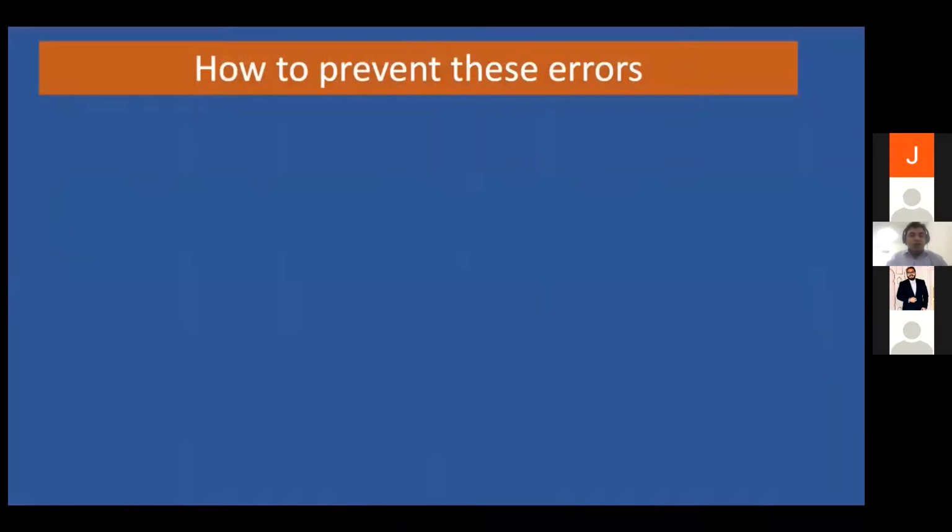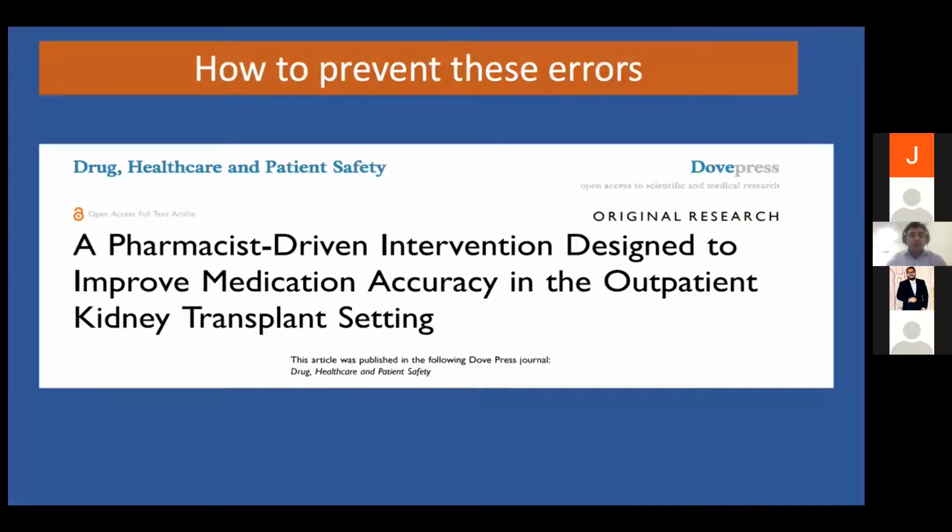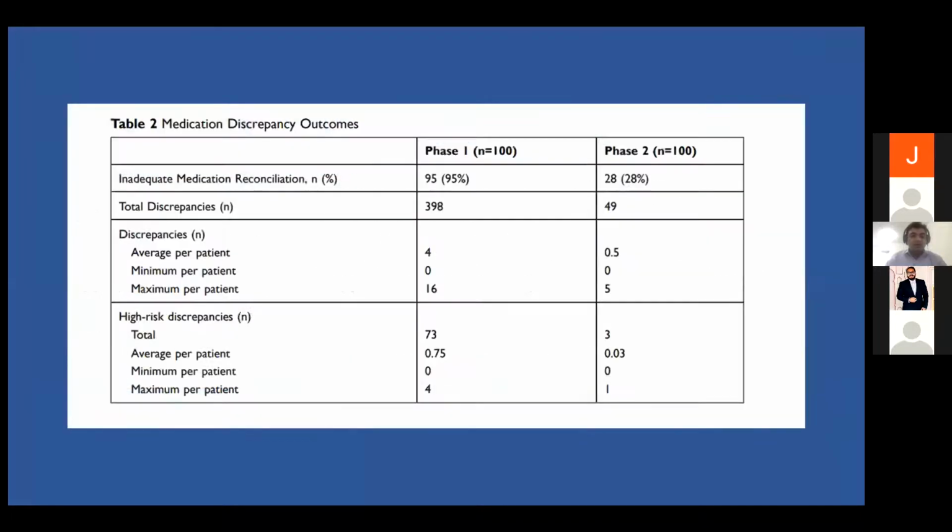So now, how to prevent these errors? There was a study published, a pharmacist-driven intervention designed to improve medication accuracy in outpatient kidney transplant services. In phase 1, no pharmacist was involved, and in phase 2, the pharmacist was involved. The major kind of error usually occurs at the transition of care. For instance, if the patient gets admitted to the hospital, the transition of care is from ambulatory to inpatient, and after surgery, the patients go into the ICU. Again, there is a transition of care, and from ICU to the general ward, again there is a transition of care, and from the general ward to discharge, again it's a transition of care. So if there is no adequate medication reconciliation, these errors occur.